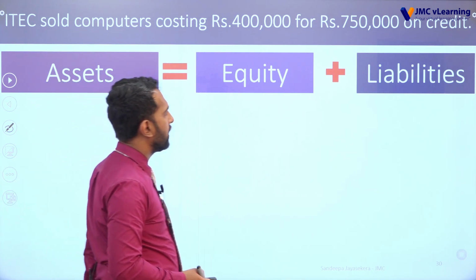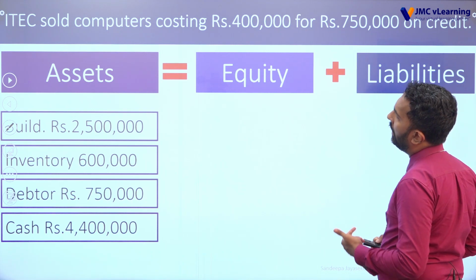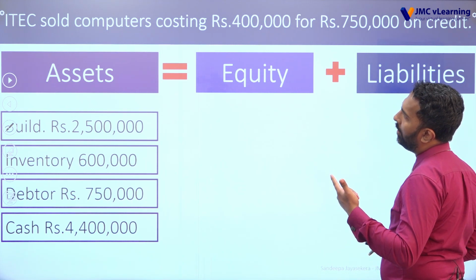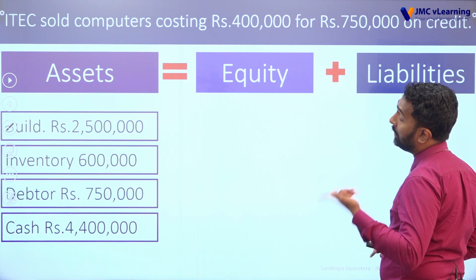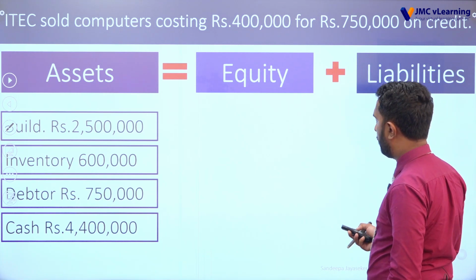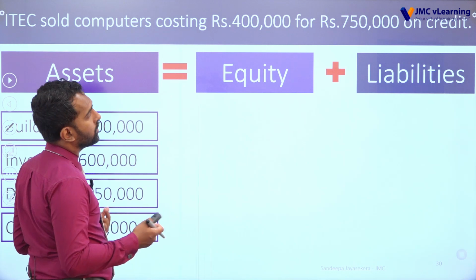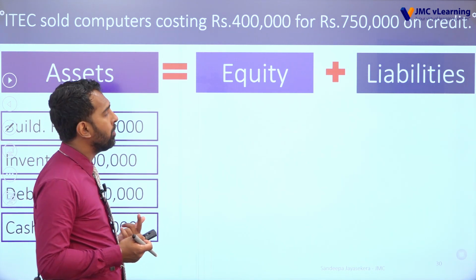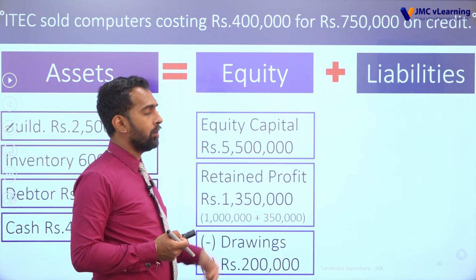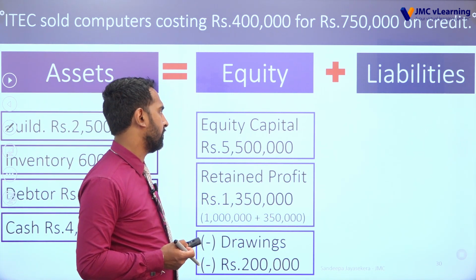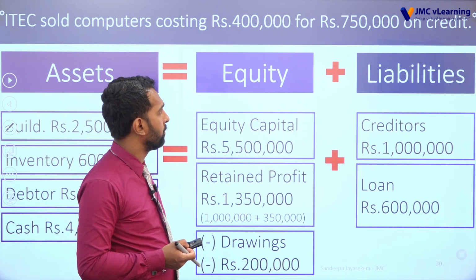Okay, now let's see what will happen here. Building 2.5, inventory. Earlier you had 1 million, now we are selling 400,000. Inventory comes down by 400,000 and the debtors will increase by 750,000. Cash remains the same. Now, the difference between the cost of the inventory and the sale value will become a profit that will be added to the retained profit. Here, retained profit will be added by 350,000. The creditors 1 million and the loan balance remain the same.